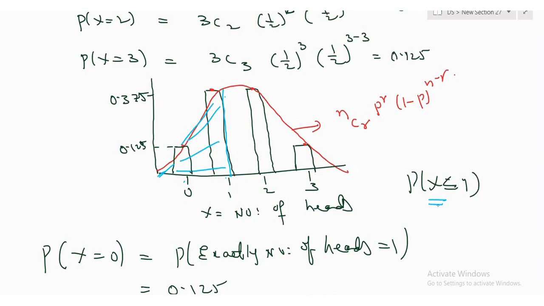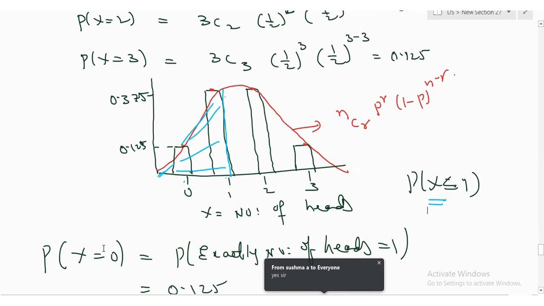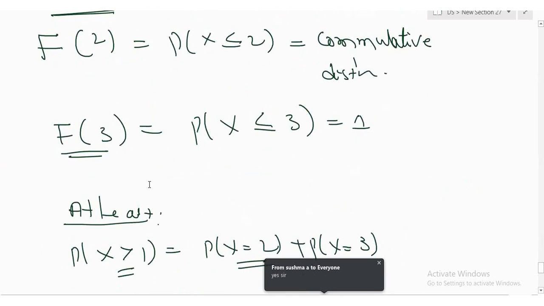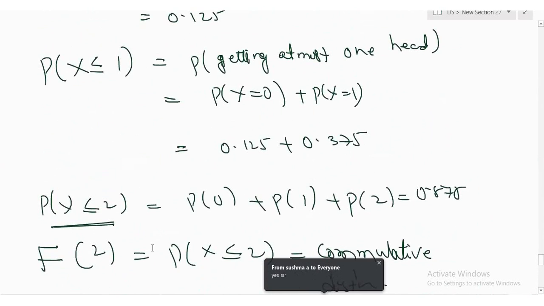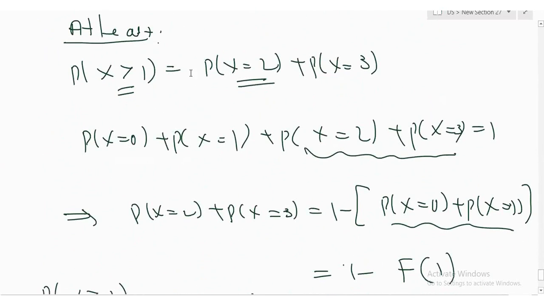So we talked about the 3 things. One is the exactly. Exactly means this one. Another thing we talked about, the at most. At most is nothing but the cumulative probability distribution. Another thing we talked about is the at least. Any question on this? Further, I know the calculation part.